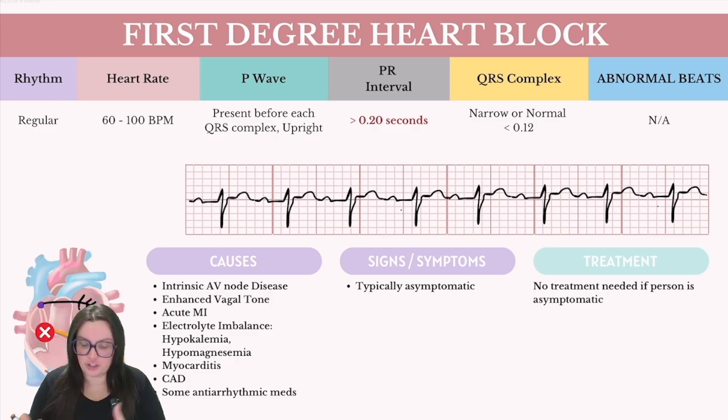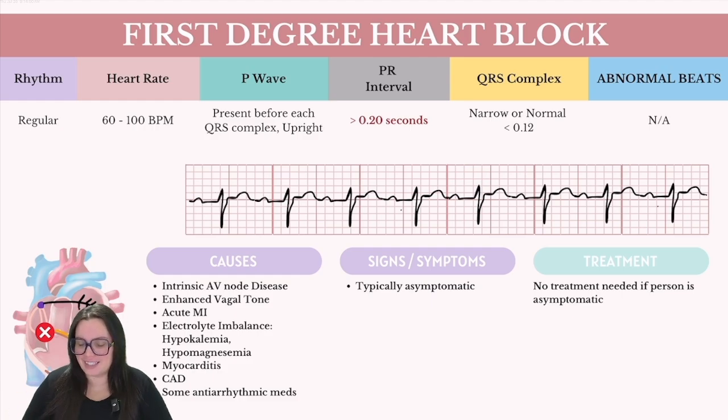So what are some of the causes that you might see? Well, there could be an intrinsic AV node disease. Like we talked about, the AV node is that node that delays the information from getting down to the ventricles. It gives a little bit of time for the atria to really contract and get as much blood into the ventricles as possible before the ventricles ultimately do their contraction. We could see an enhanced vagal tone, maybe even acute MI could be taking place. Electrolyte imbalances are huge. Anytime you see any kind of irregularity when it comes to ECGs, check your electrolytes, see what's going on. You could have myocarditis, you could have CAD, or you could even see some antiarrhythmic medications that could lead to this delayed process.